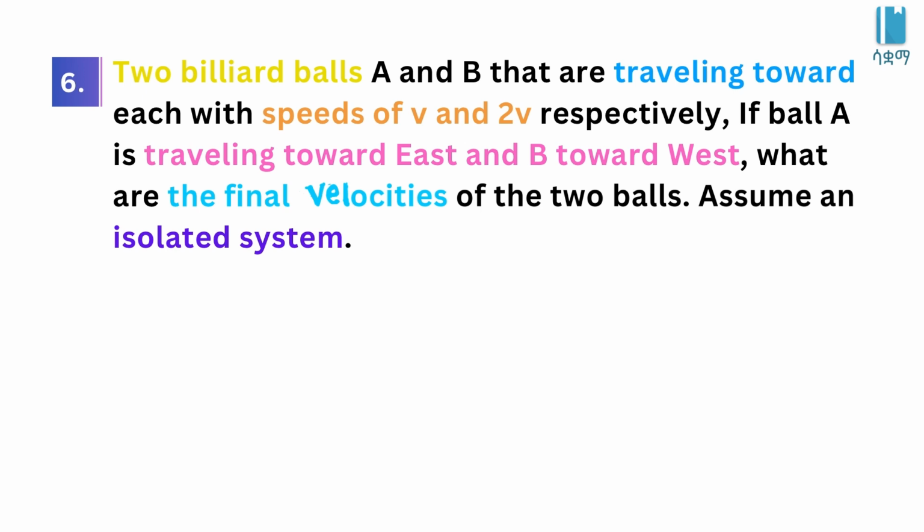Two billiard balls A and B are traveling toward each other with speeds of v and 2v respectively. If ball A is traveling toward east and B toward west, what are the final velocities of the two balls, assuming an isolated system?